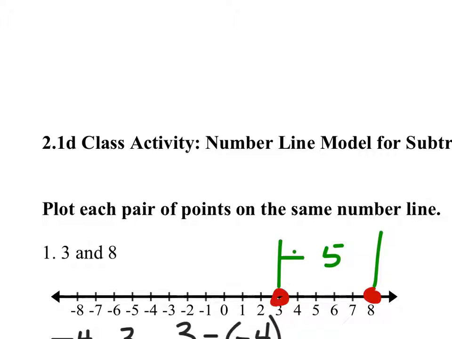5. It's 5 units. Is it 5 units or -5 units? 5. What if I told you it was -5? You'd be wrong and shouldn't be a teacher. It could be -8.